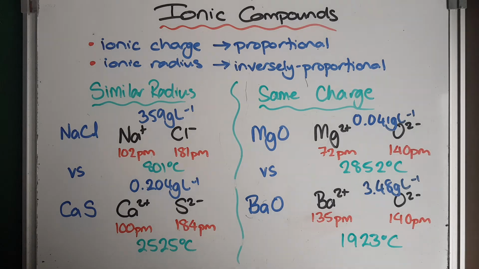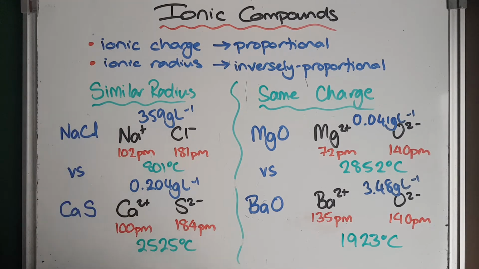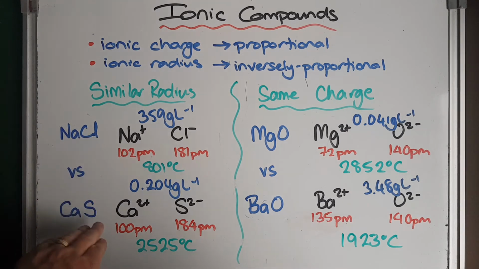Therefore, we can use melting point and solubility as indicators of the strength of the ionic bonds in our compounds. There are two things that determine the strength of an ionic bond. One is the ionic charge, so a 1+ is not as strong as a 2+, and that is not as strong as a 3+. This is what we call a proportional relationship. As one goes up, so does the other. As the charge goes up, so does the strength of the bond.